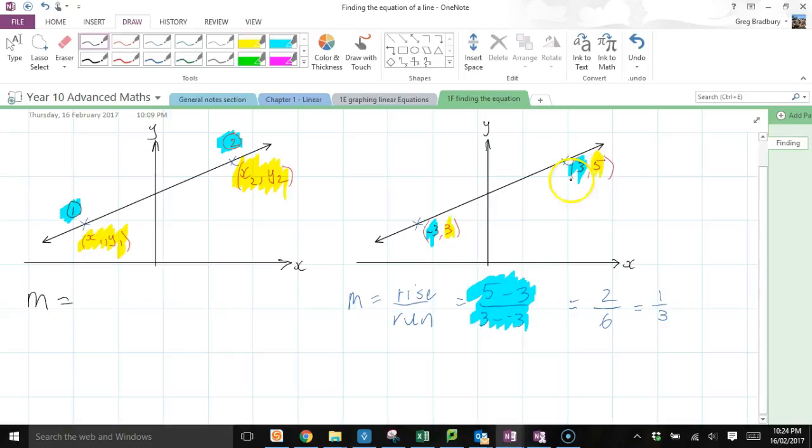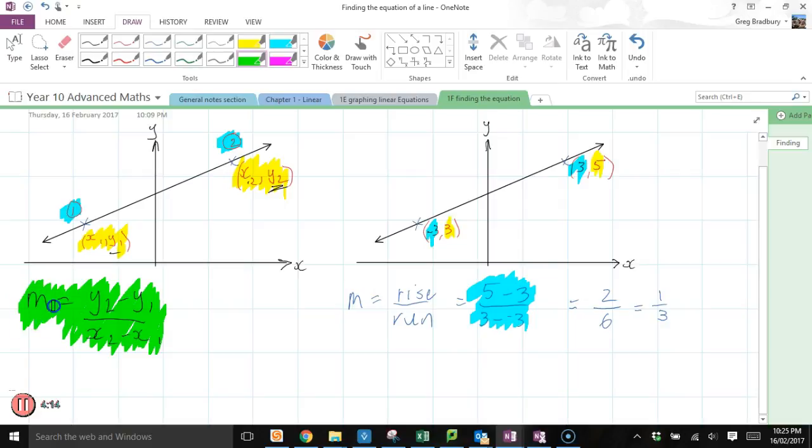Now, how we calculate that gradient using these points. If you look back here, we did 5 minus 3, which corresponds to y2 minus y1. That gives us our rise. Now we divide that by the run, and in here we had 3 minus negative 3, which translates to x2 minus x1. That is called the general equation for our gradient, and it's quite an important formula. You need to memorize this. It's a foolproof way of working out the gradient.